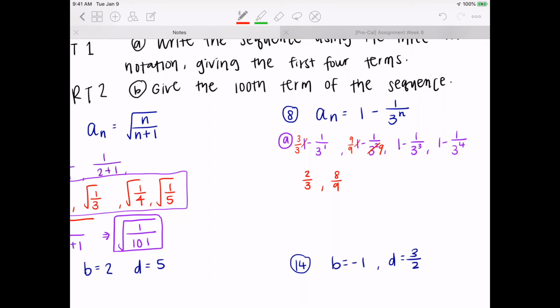The denominator is just 3 to the whatever power they're asking. And the top number is just 1 number less. So the next one, I know this is going to be 9 times 3 is 27. So my answer is 27 at the bottom, but the top is going to be 26 because it's 1 number less. Okay, 3 to the fourth power is 81. So it'll be 80 over 81.